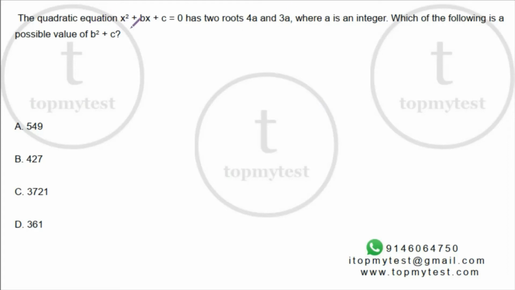The quadratic equation x² + bx + c has two roots, 4a and 3a, where a is an integer. Which of the following is a possible value of b² + c?